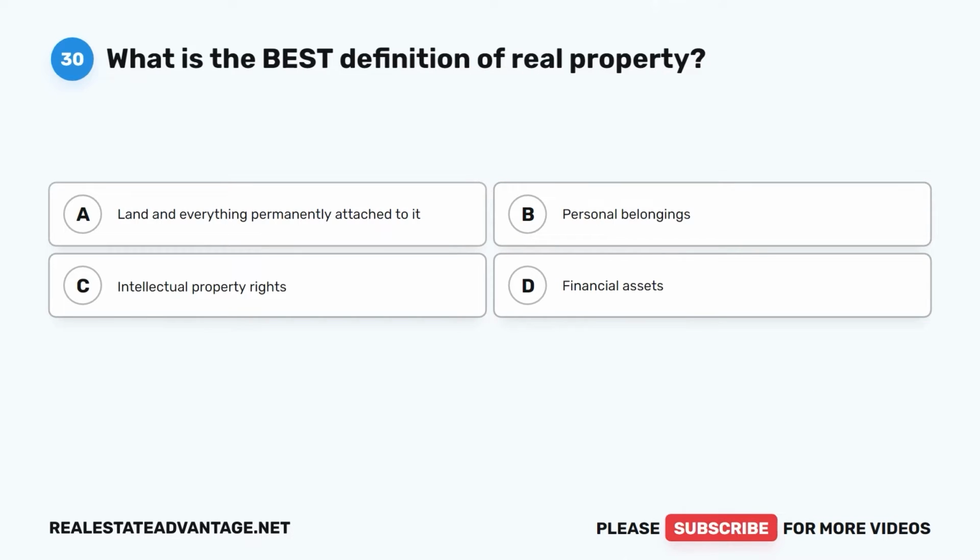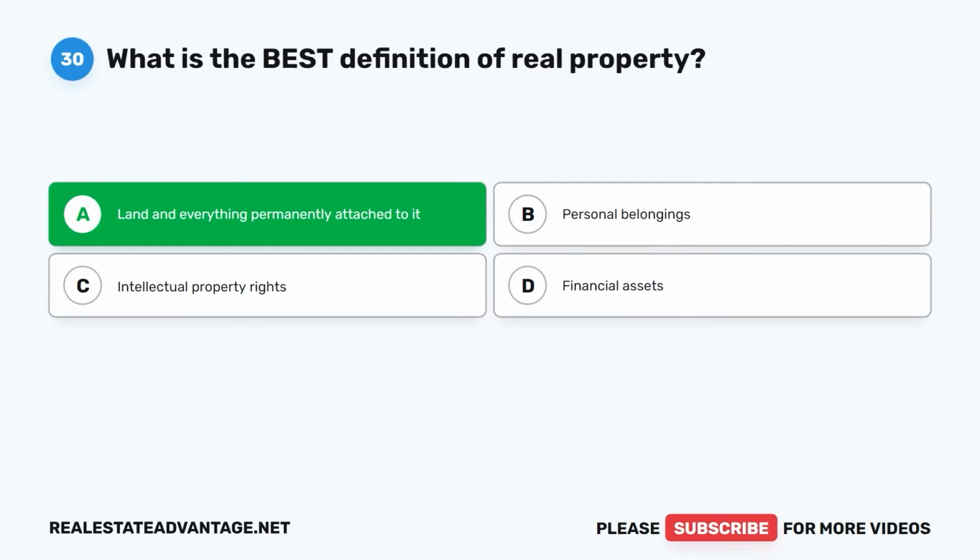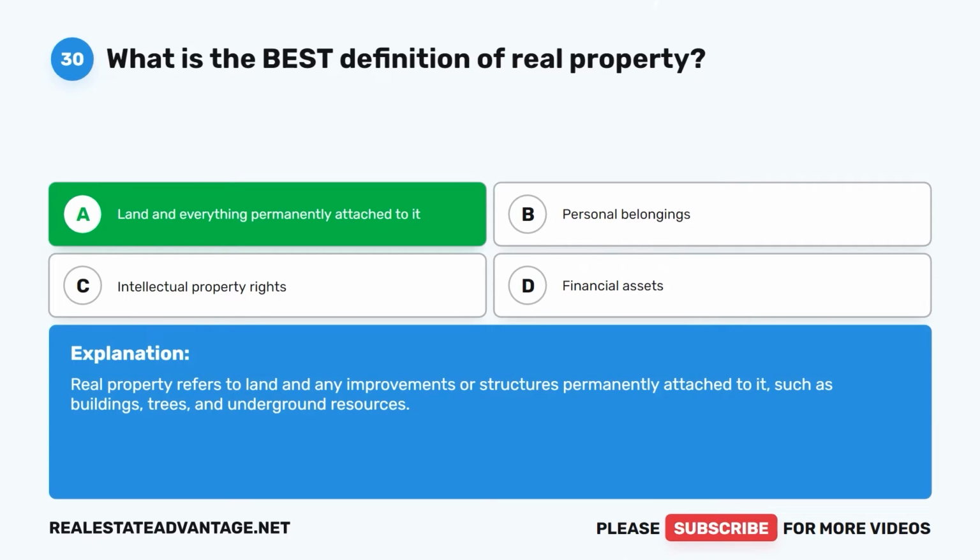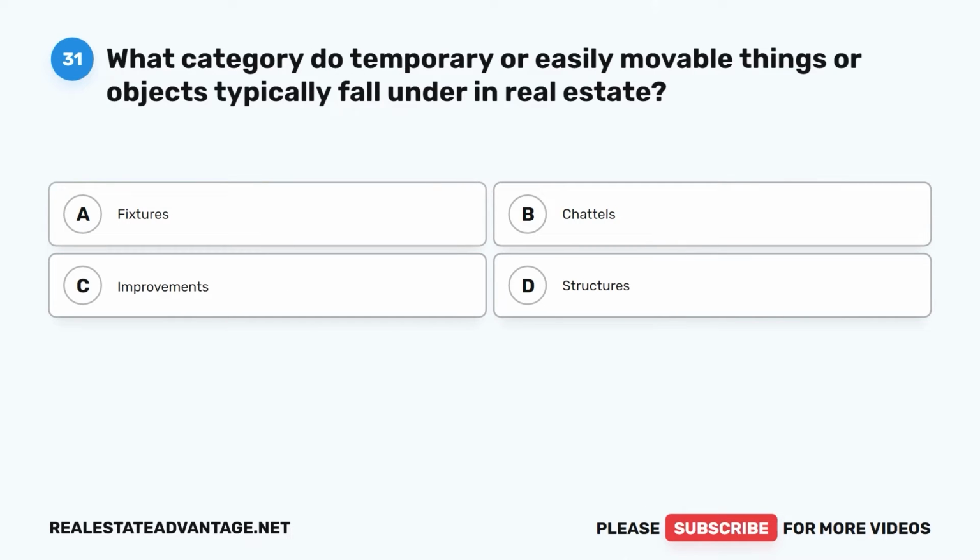Question 30. What is the best definition of real property? A. Land and everything permanently attached to it. B. Personal belongings. C. Intellectual property rights. D. Financial assets. The correct answer is A. Land and everything permanently attached to it. Real property refers to land and any improvements or structures permanently attached to it, such as buildings, trees, and underground resources.